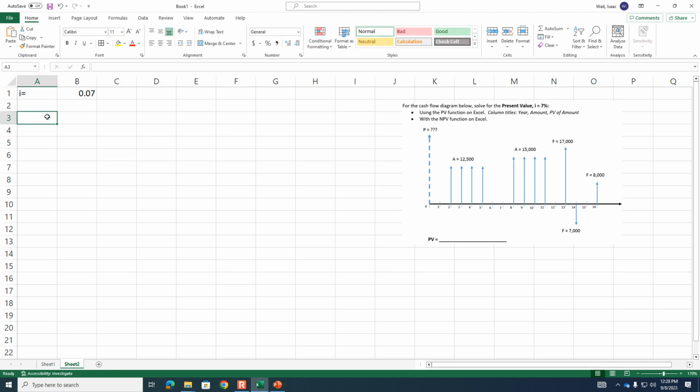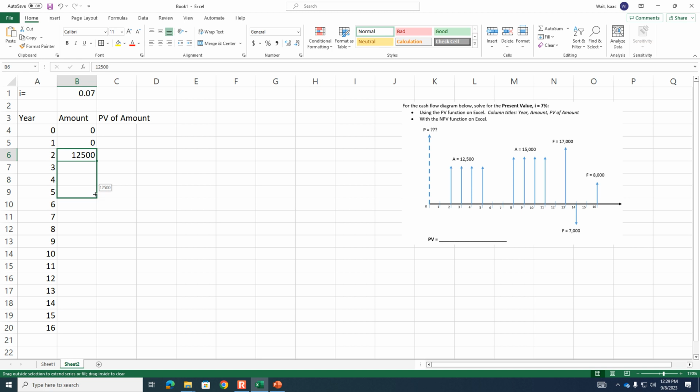Okay, so now I'm going to have year, amount, and PV of amount. So I need to translate the cash flow diagram to a cash flow table. And there's 16 years, so I'm going to drag this down so that I've got 16. Okay, so amount, 0, 0, 12,500. Now I don't have to type 12,500 4 times. I can just drag it down through the 5th year. Then 0, 0, now 15,000.